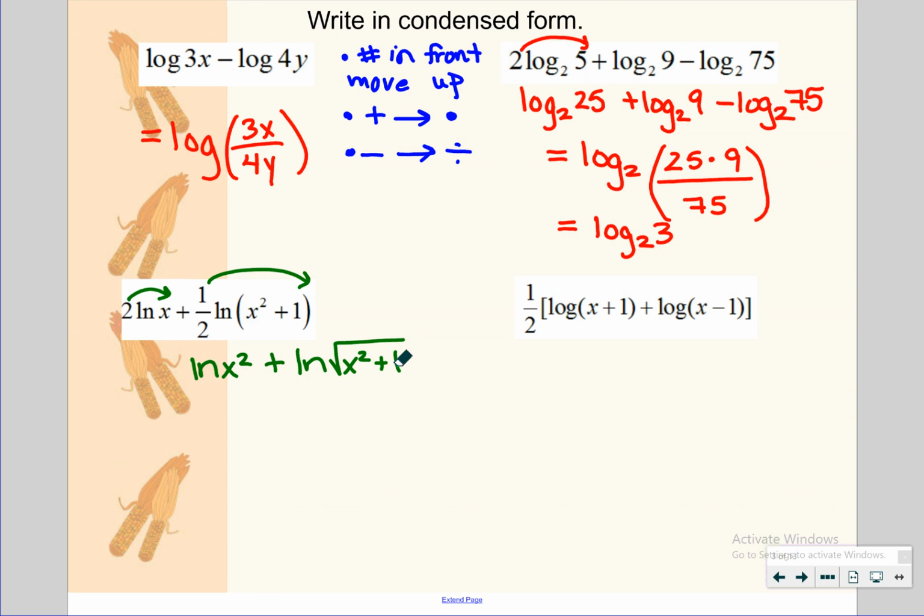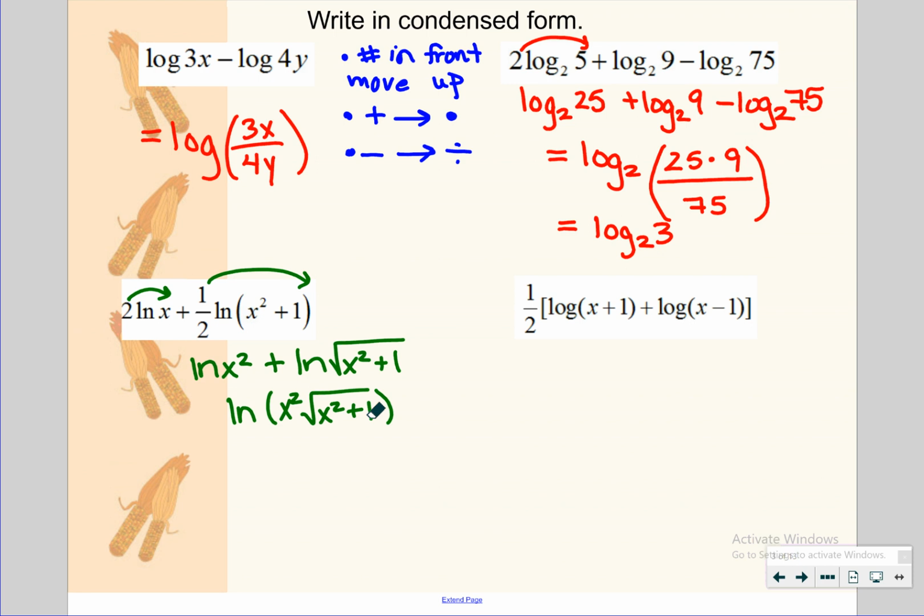And because it's addition, it's going to change into what? Multiplication. So now I'm going to have a single natural log, log base e, and then I'm going to put parentheses here just to emphasize it. X squared is multiplied by x squared plus 1 under the radical. And then that's our final answer.